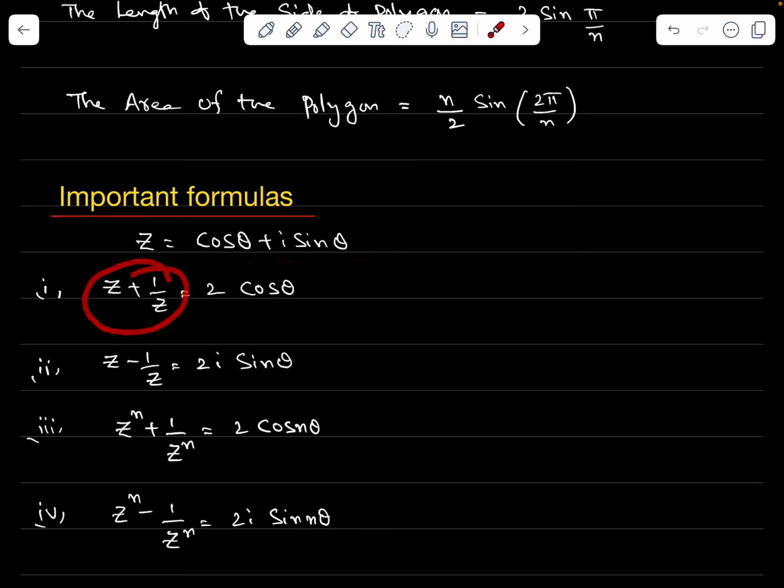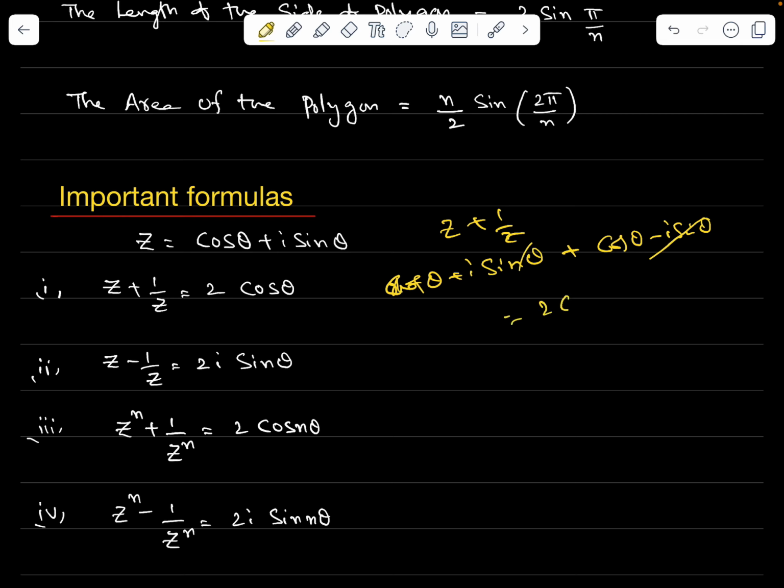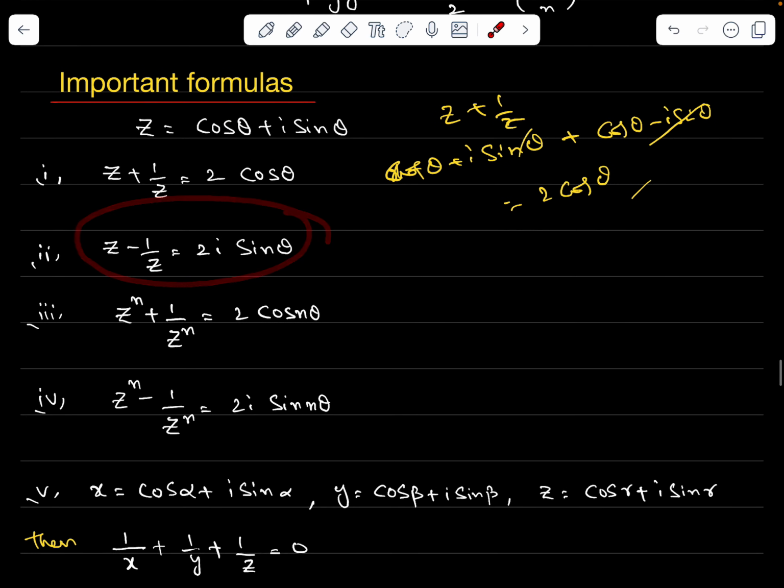z + 1/z = 2 cos θ. You can observe that z is cos θ + i sin θ, and 1/z is cos θ - i sin θ. Therefore, z + 1/z is equal to 2 cos θ, and z - 1/z is 2i sin θ. z^n + 1/z^n is equal to 2 cos nθ. z^n - 1/z^n is equal to 2i sin nθ.